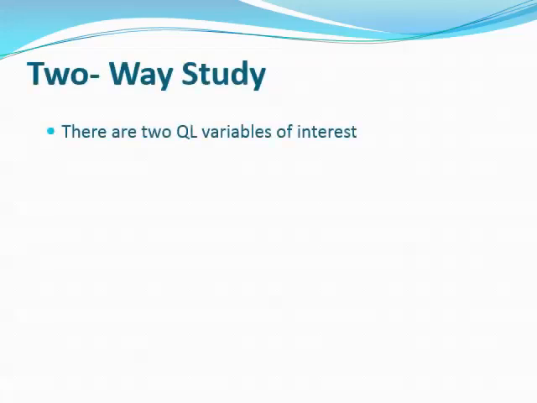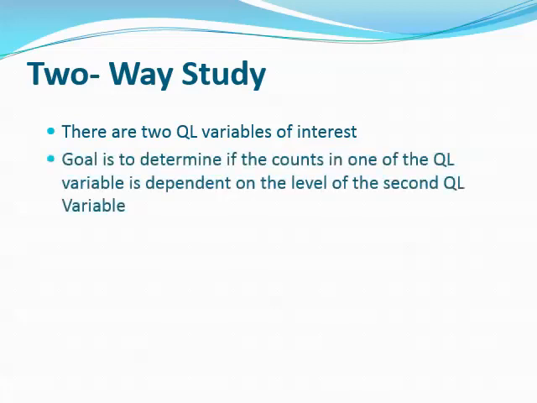There is one more analysis that I want to look at with the categorical data analysis. Remember, we're working with qualitative variables and we're comparing proportions ultimately with these analyses. But the one now specifically has two qualitative variables of interest. So there's two different factors, if you will, or qualitative variables. And the goal is to determine if the counts in one of these variables is dependent on the level of the second qualitative variable. Are they consistent across all the levels of the other variable?